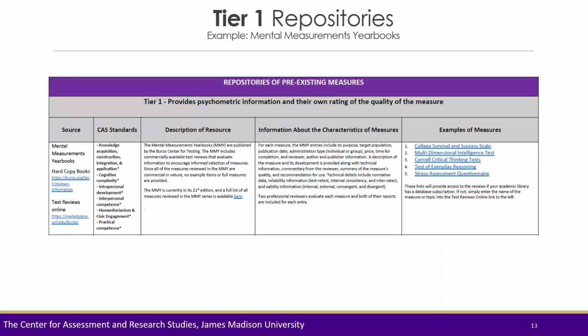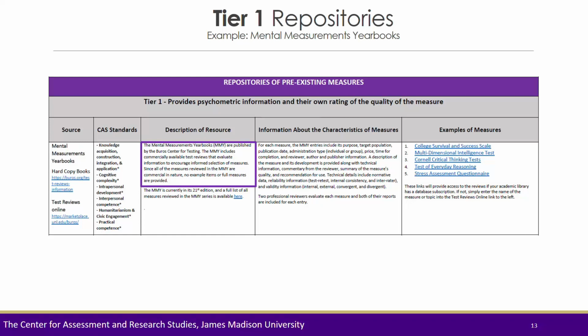Let's practice searching through Tier 1 repositories together. Say you want to measure students' critical thinking skills, and you decide to search for a measure in the Mental Measurements Yearbooks. As our resource indicates, the Mental Measurements Yearbooks, or MMY, are published by the Buros Center for Testing. The MMY includes commercially available test reviews that evaluate information to promote and encourage informed test selection.